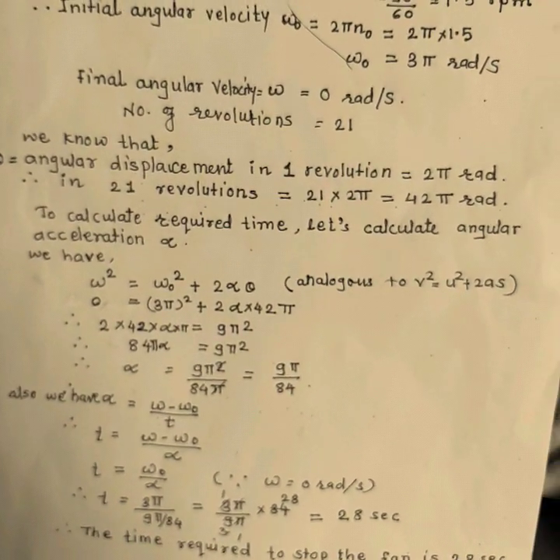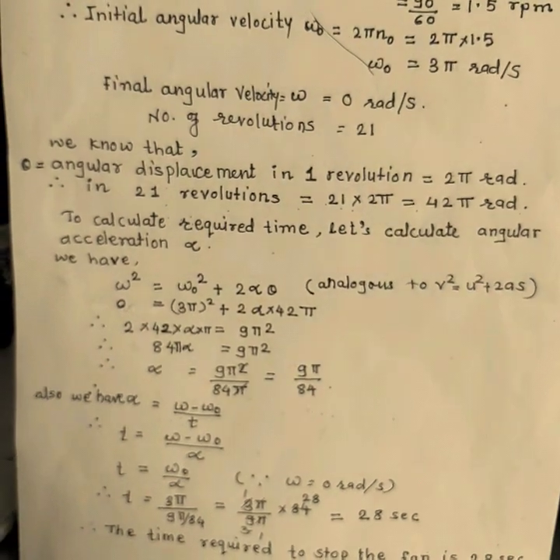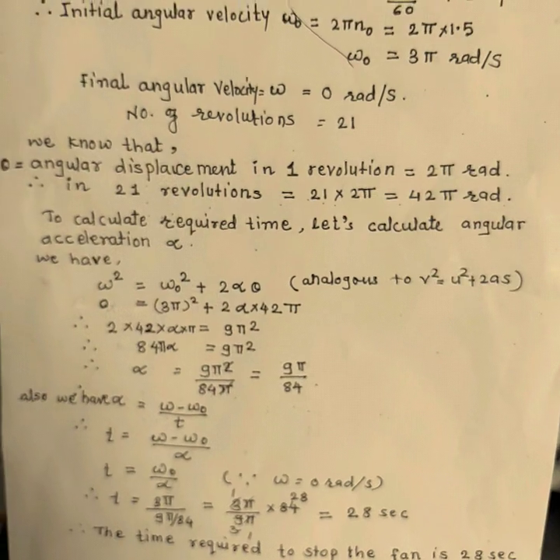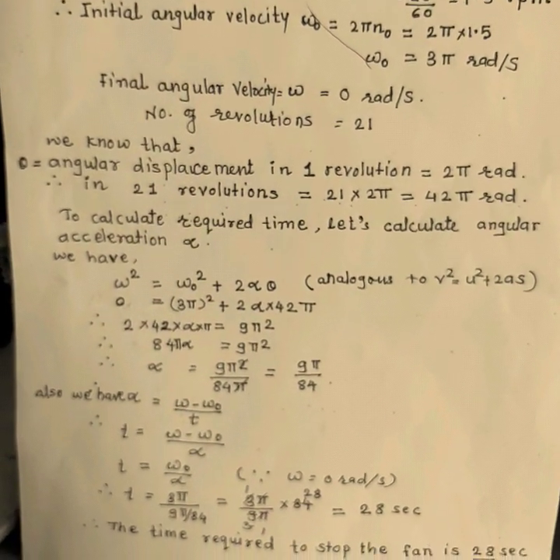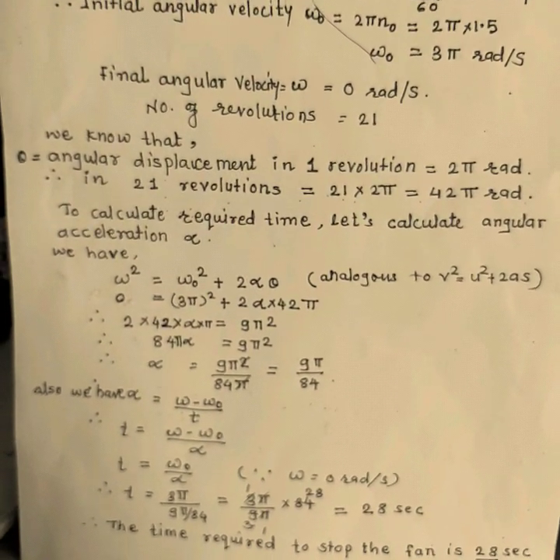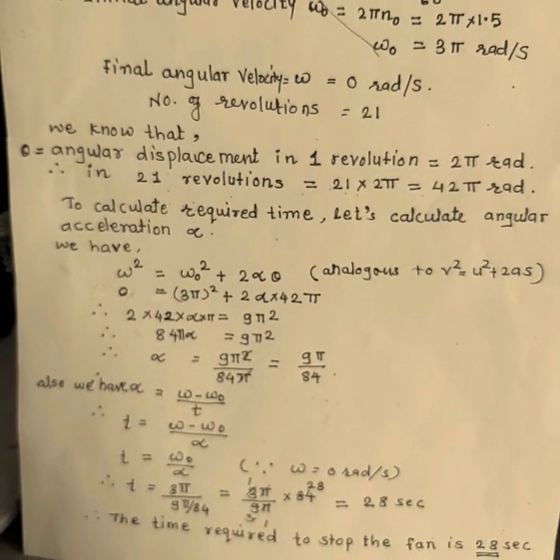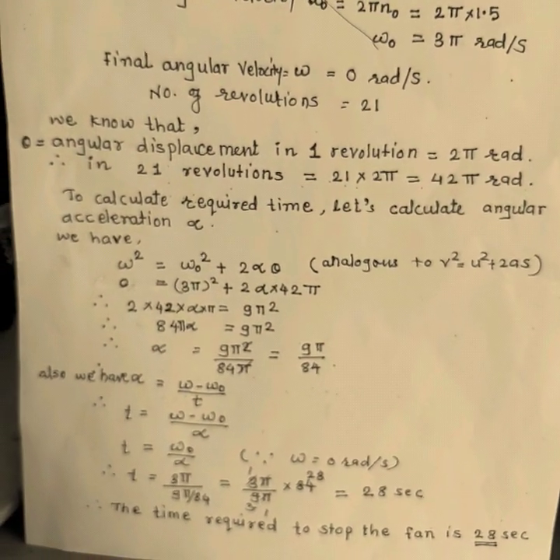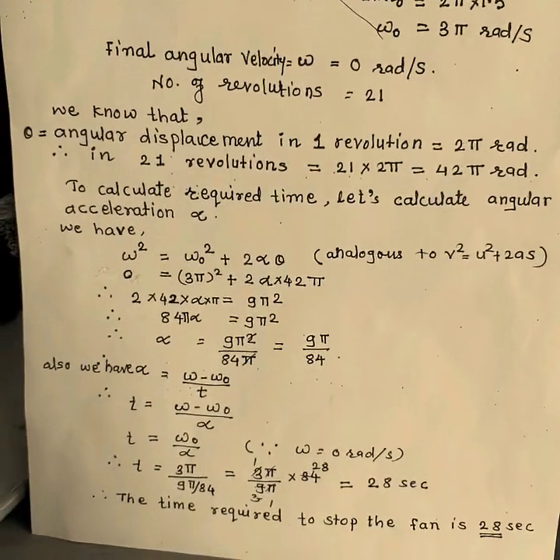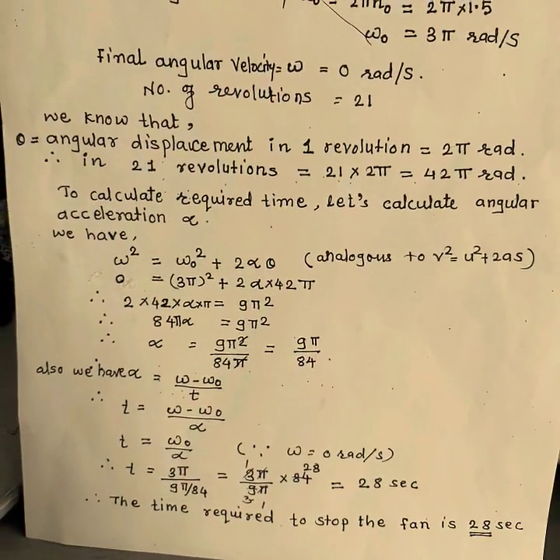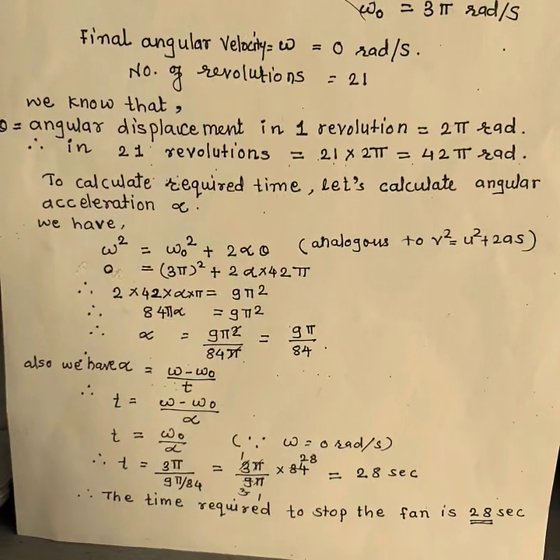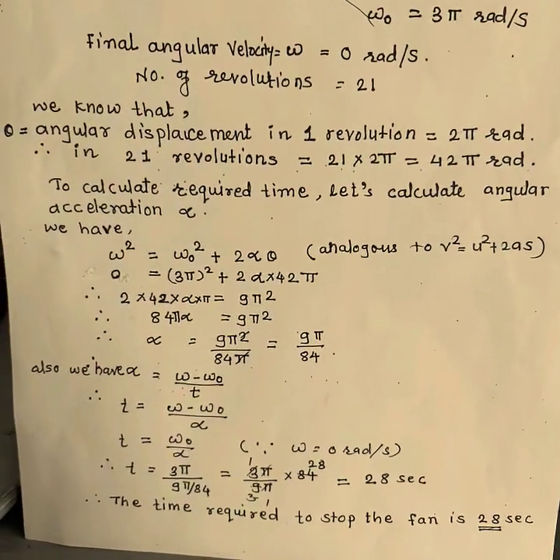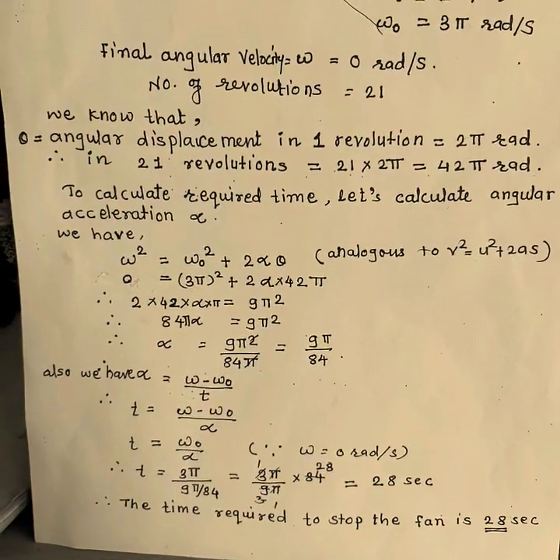Now we know that the final angular velocity omega is 0, the initial angular velocity omega 0 is 3 pi, and theta is 42 pi. Let us substitute these values, and after substituting and solving this equation, you will get alpha is equal to 9 pi upon 84. You can solve it further here also.